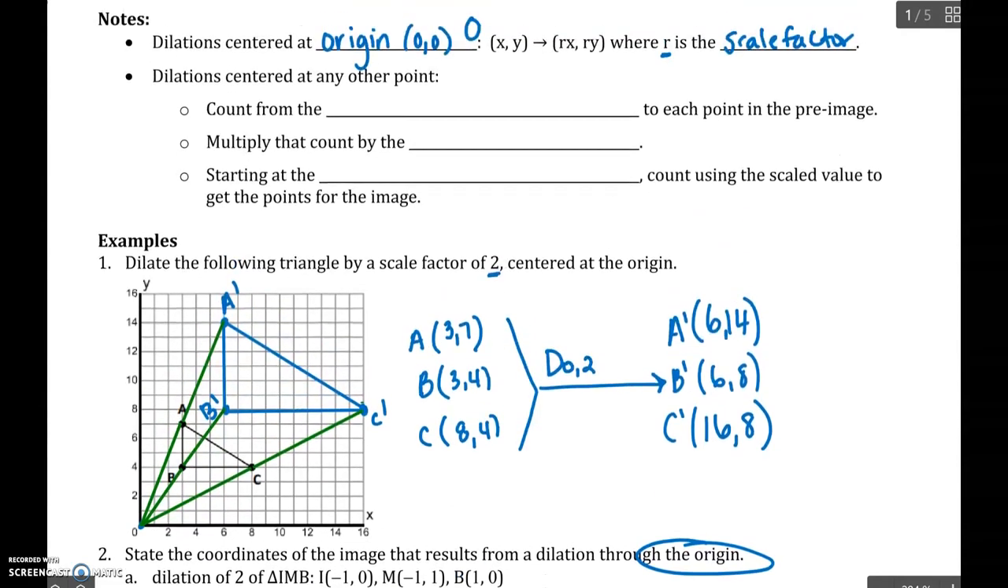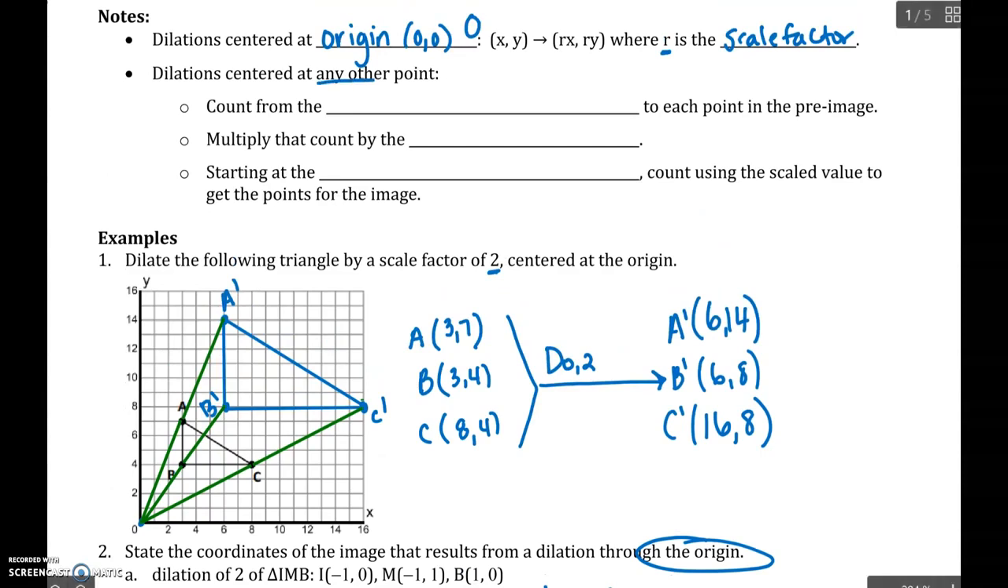Now going back up, if we're dilating through any other point at all, we're going to do this on the graph. So we're going to count from the center of dilation, which is that other point, to each point in the pre-image. Then we're going to multiply the count, how far it is, by the scale factor. And then we're going to start back at the center of dilation and recount the new count.